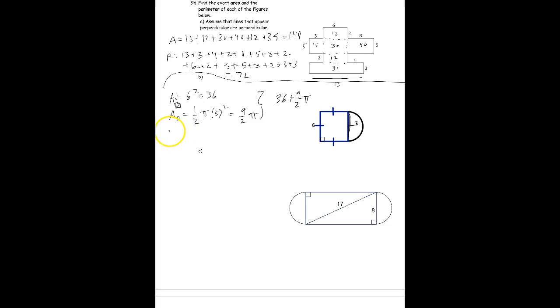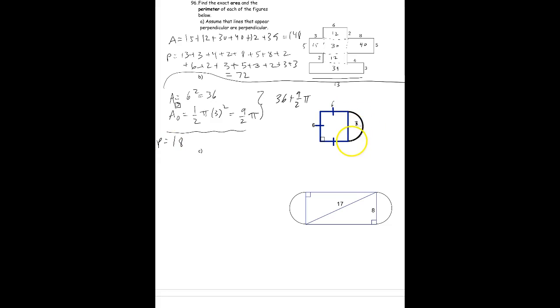Okay, and then so that's the area part. For the perimeter, well, the square part's pretty straightforward. We don't count this part here because we're trying to just go around the outside. So we have 6 plus 6 plus 6. So the perimeter is going to definitely be 18.